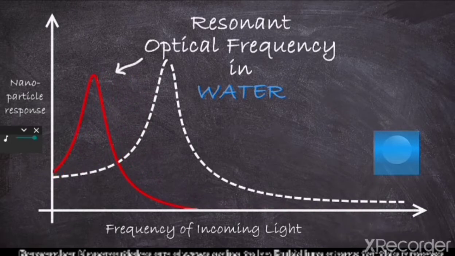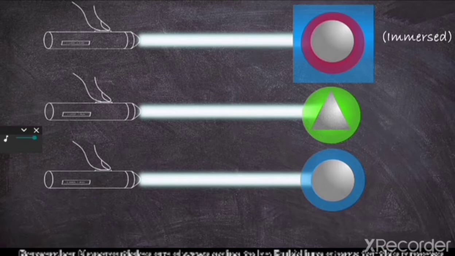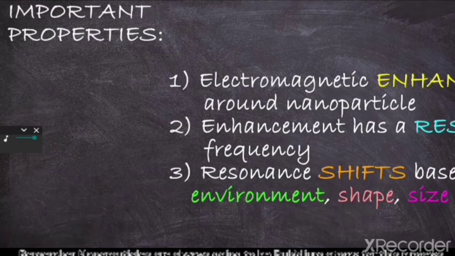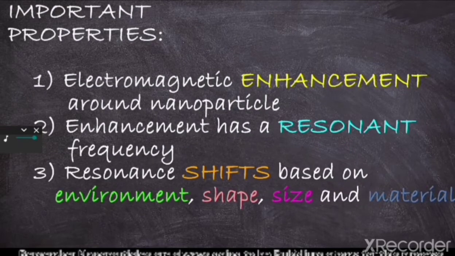Another way of saying this is that if I illuminate this particle with white light, which contains all colors, its color will shift depending on its shape and its surroundings. So the key properties are that when a metallic nanoparticle is illuminated, 1, it creates a region of dramatically enhanced electric field directly around it. 2, it has a resonance to this electrical response, a signature frequency depending on its material and shape. And 3, this resonant frequency shifts in response to changes in the medium around it, the medium it's immersed in.